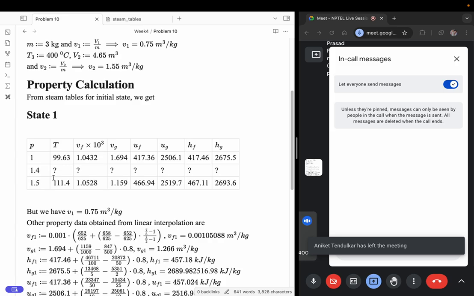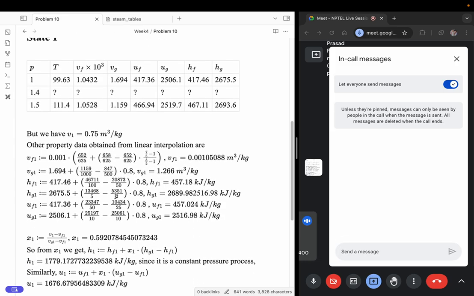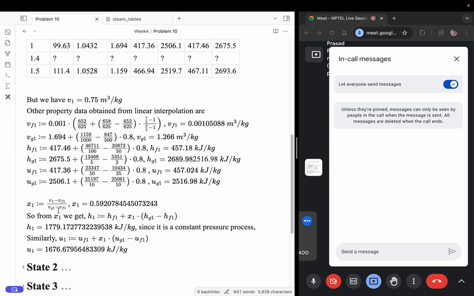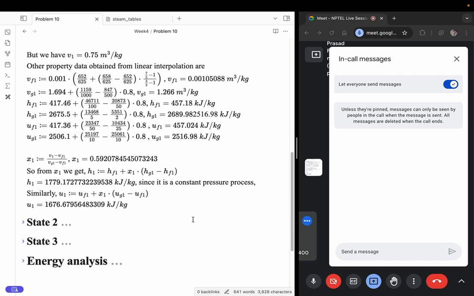So now the question again is, you just do a linear interpolation and then you determine all these values. Once you get the values, you need to determine the vapor fraction. The vapor fraction is again V minus liquid by vapor minus liquid, which gives me around 0.59. Once I get the value of vapor fraction, I can calculate enthalpy, internal energy, everything else using the appropriate relations. So this is straightforward.